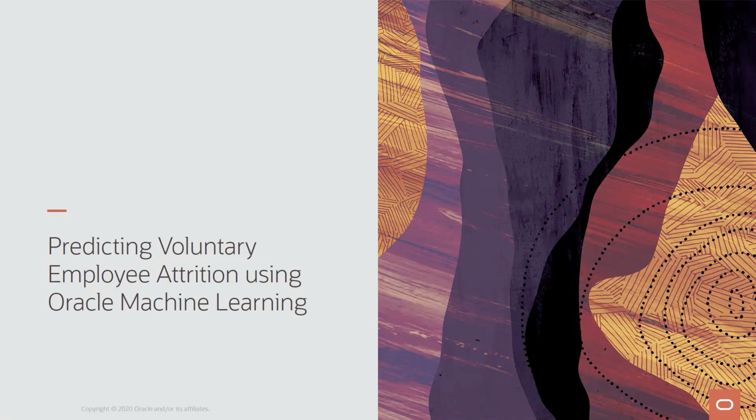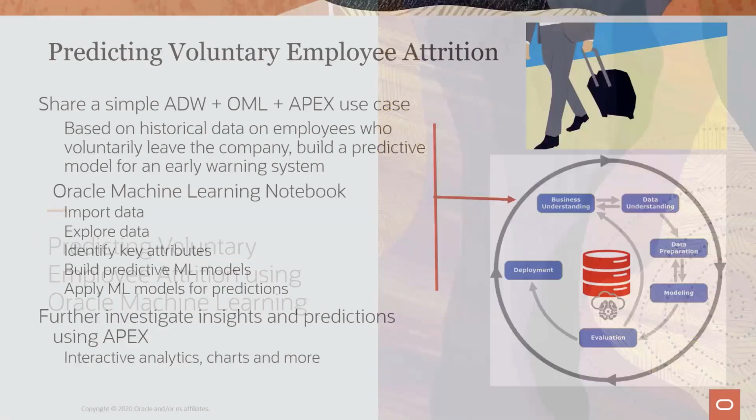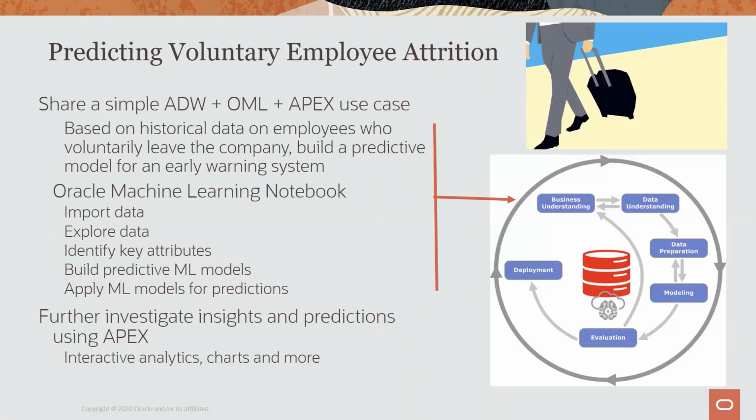So at this point, we're going to walk through an example where we're going to predict voluntary employee attrition using Oracle Machine Learning, and I am going to hand it over to Derek in a second, but I guess I'm supposed to just talk about the overview here. The overview is we're going to share a simple case with ADW, Oracle Machine Learning, Application Express, and then we've added in the Oracle Analytics Cloud at the end.